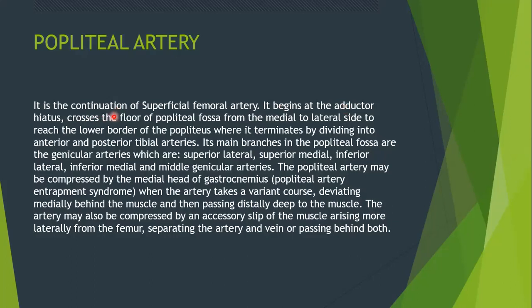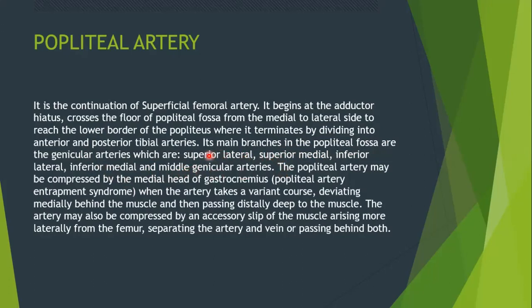Now, it crosses the floor of the popliteal fossa from medial to lateral to reach the lower border of popliteus, where it terminates by dividing into the anterior and posterior tibial arteries. Now, the main branches in the popliteal fossa are the genicular arteries. These genicular arteries are usually 5 in number: superior lateral genicular artery, superior medial genicular artery, inferior lateral genicular artery, inferior medial genicular artery, and the middle genicular artery.